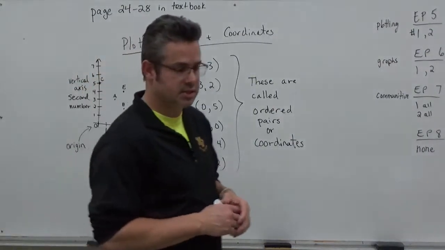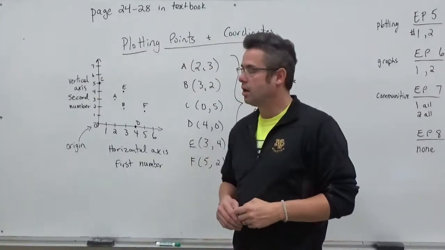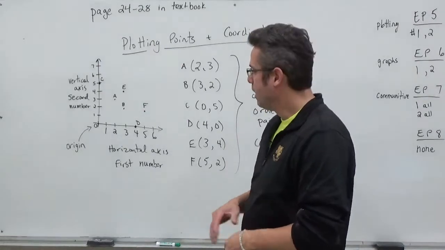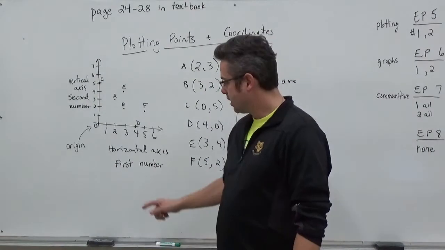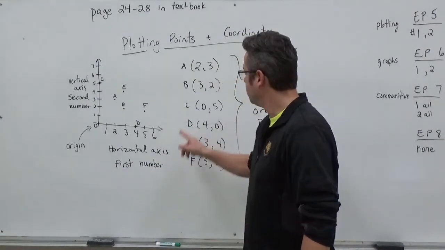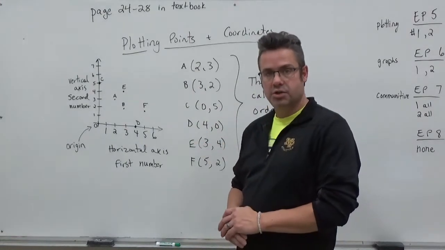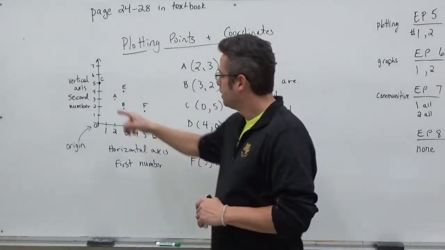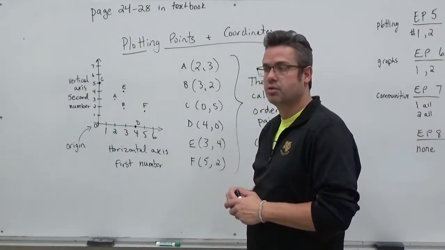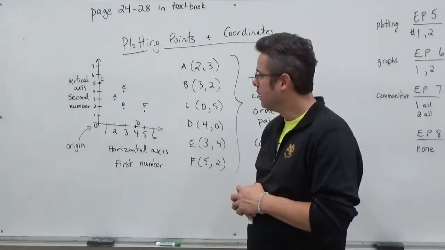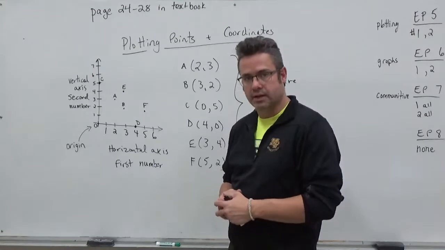Okay, so this is a way of plotting an equation, plotting different points on a graph or a chart. We call this bottom line the horizontal axis, and it always refers to the first number, like 2, 3, 0, 4. That's the direction you move first. This line here is called the vertical axis. That's always the direction you move second. And when I talk about direction and moving, it's about plotting points.